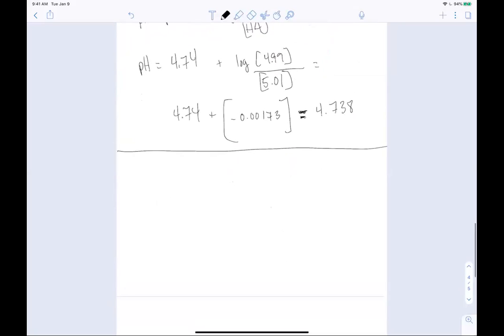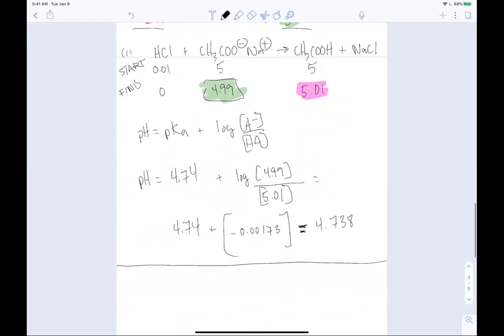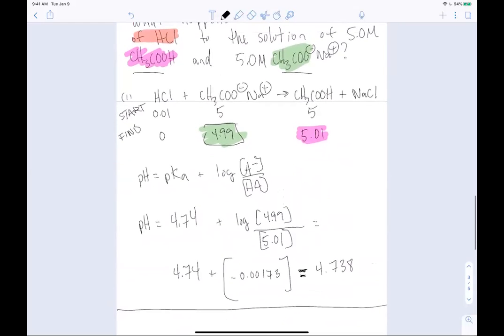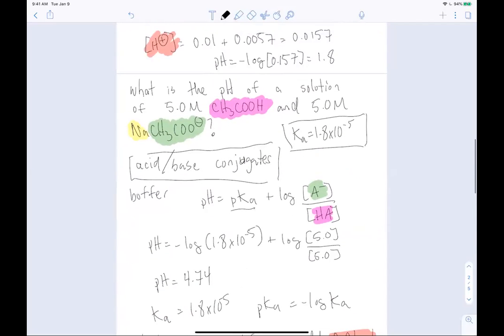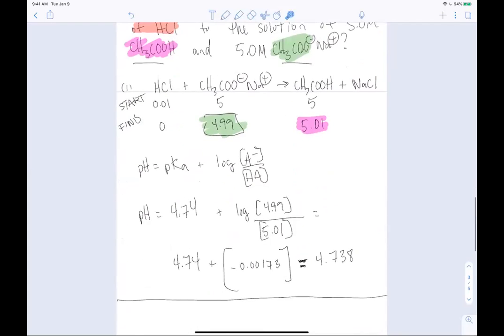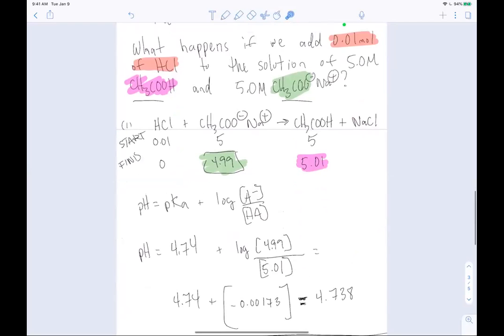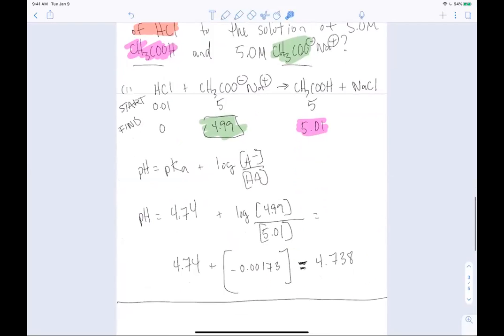Okay. Let's look at this result though. So we've got this situation where we see that the solution is very, very resistant to pH changes. So we know that if we just take the 5 molar solution of acetic acid and acetate, what we end up seeing is that we have a pH of 4.74. If I take that solution and then I add some amount of acid to it, 0.01 moles of HCl, what I see is that my pH doesn't really change for that solution. I still have a pH that's about 4.74.